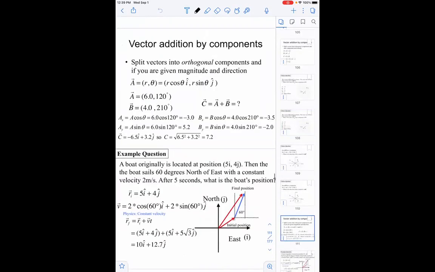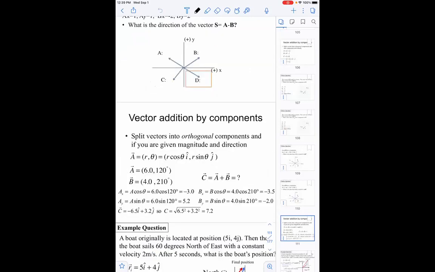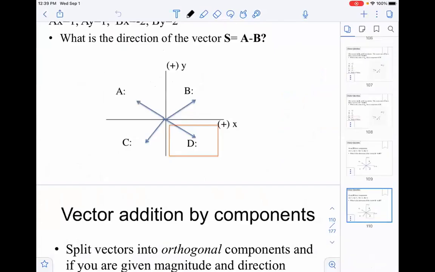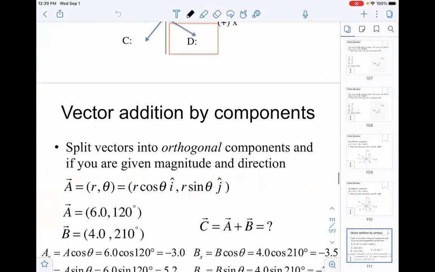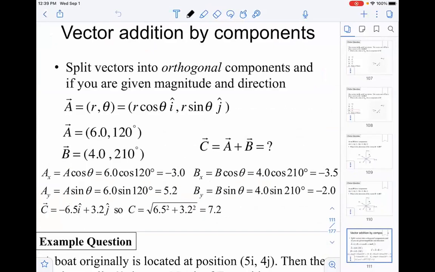All right, so if the information were given to you by a magnitude and an angle, as I indicated to you earlier, can you guys see my screen? Yes. Okay, vector addition by components. So for example, if the information were given to you as A is 6 magnitude, 120 degrees with respect to the positive X direction, and 4 for the magnitude of B and 210 degrees, then I want to find C, right?